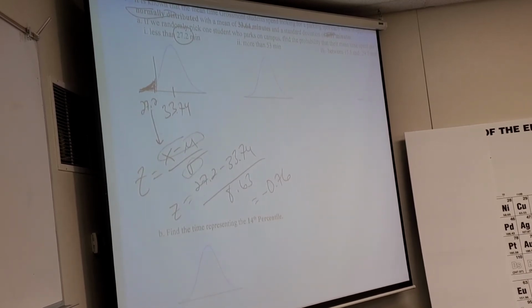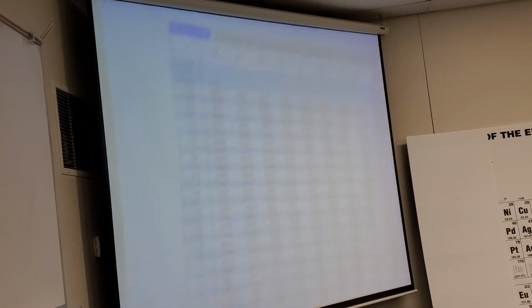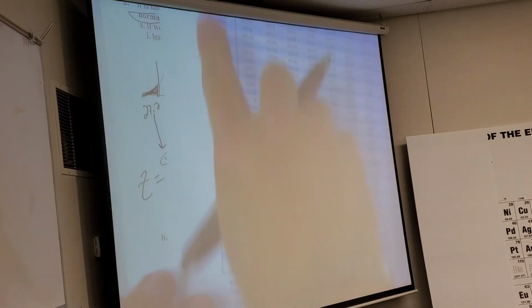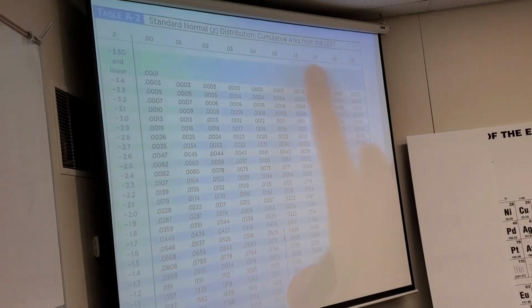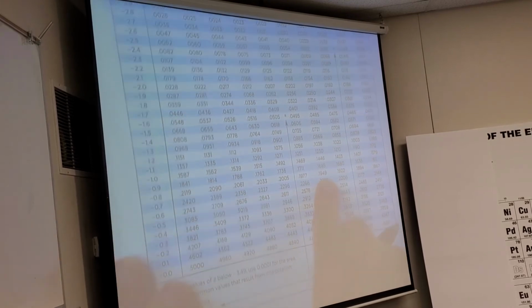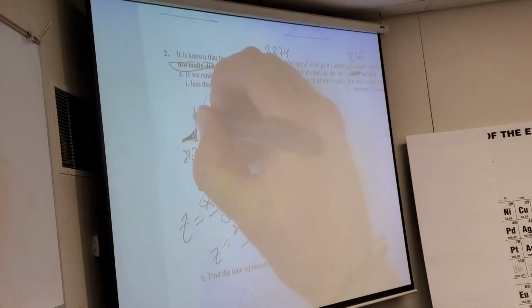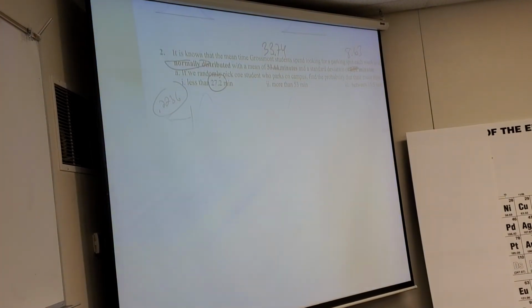All right. And then if you look up negative 0.76, the top row tells me the second decimal place. That's how we got 0.2236. Is that cool? And how do I know that's the answer? How do I know to put it where I put it? Yeah, it always tells me the area below.